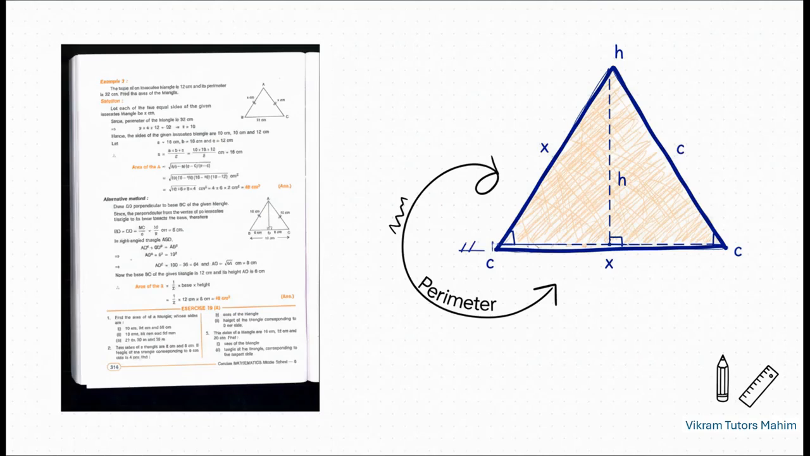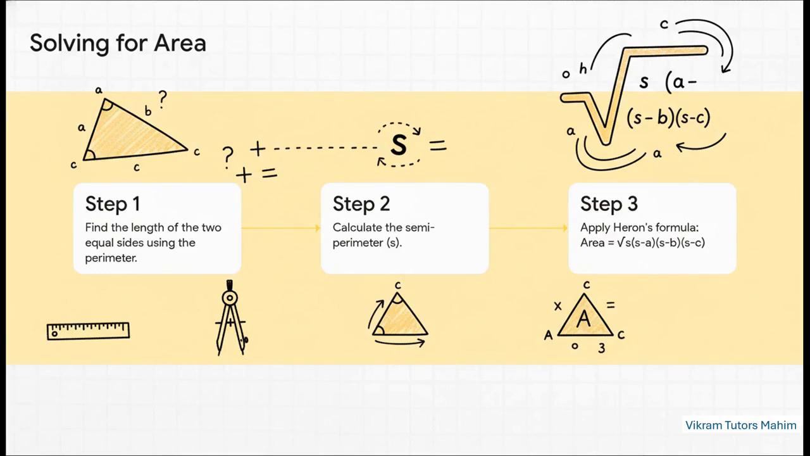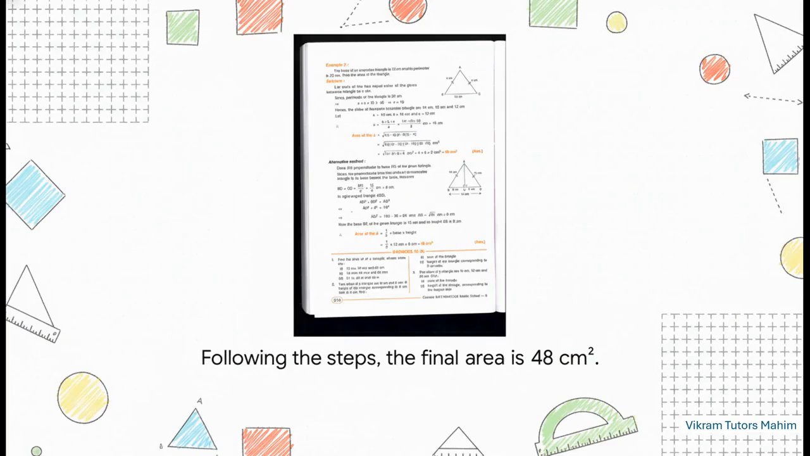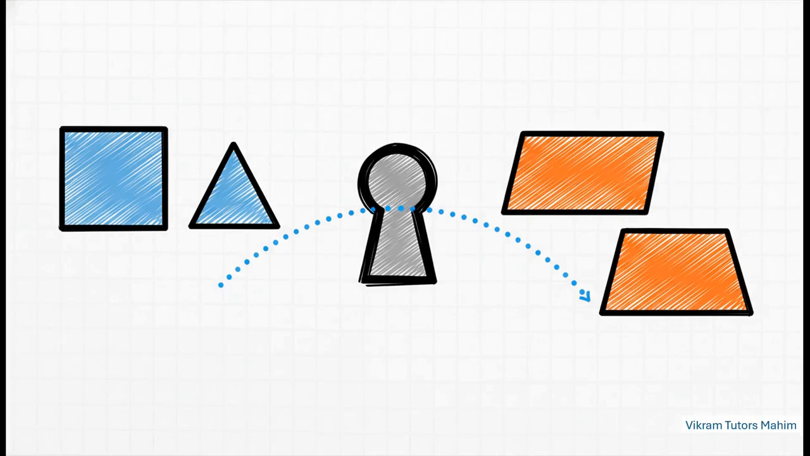Let's walk through an example. Here we have the perimeter and one side, but no height. We can solve this in 3 steps. Find the missing sides, calculate S, then just plug it all in. And just like that, we find the area is 48 square centimeters. Now the key point is, once you get the basics, you can tackle more complex shapes.